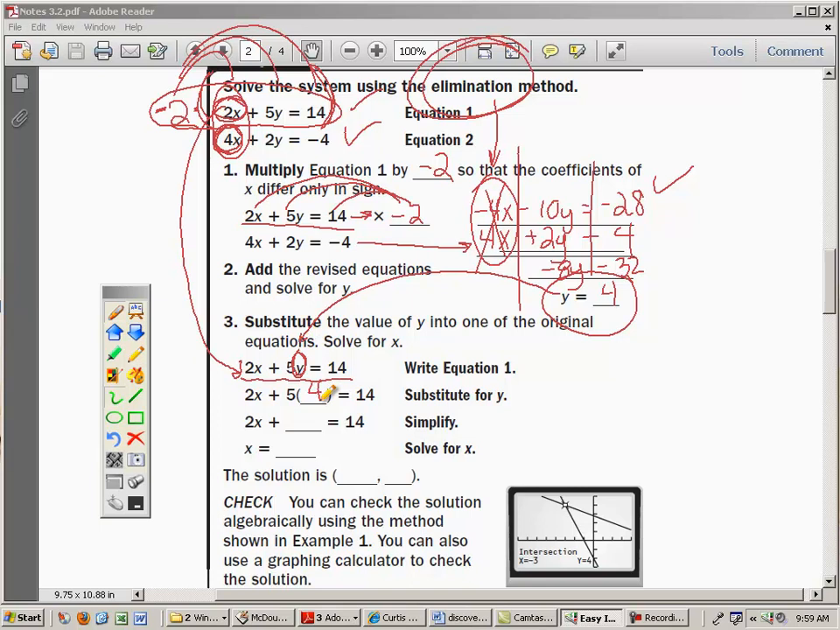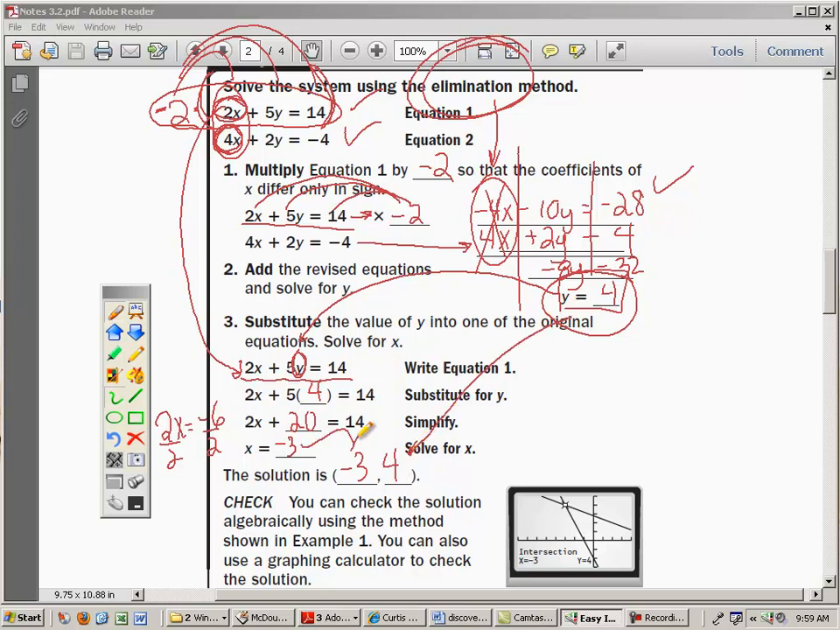So this becomes 2x plus 20 is equal to 14. Subtracting 20 from both sides yields that 2x is equal to negative 6. And if I divide both sides by 2, I get x equals negative 3. So the x value is negative 3. The y value is 4. Don't just put them in the order that you solved for them. Make sure you put the y in the second place, because that's the second number, and here's your x there.